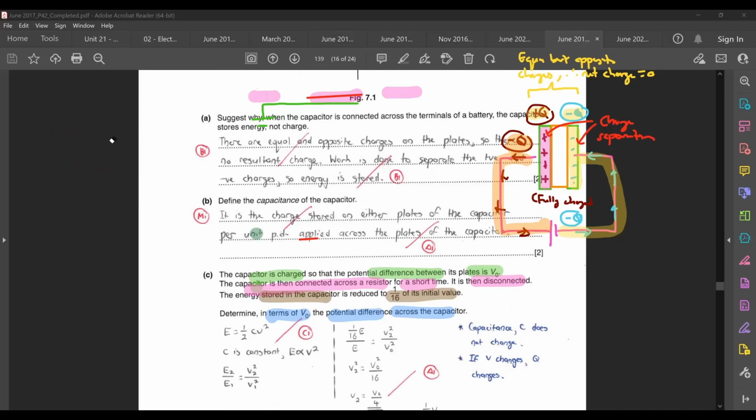Okay, so what you have is a capacitor that was connected across a fixed resistor like this.